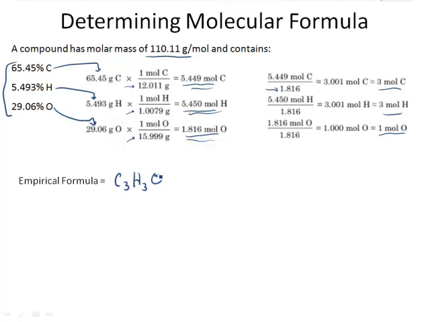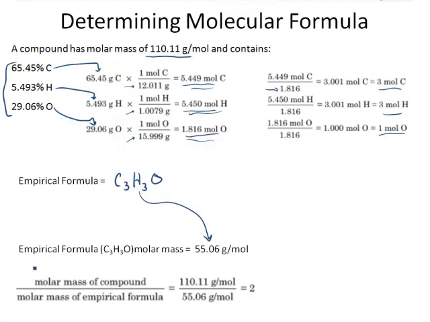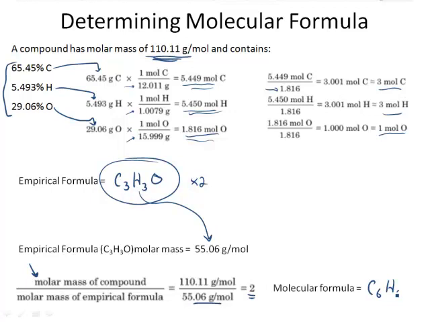Now let's figure out the molecular formula. The empirical formula has a molar mass. Take the molar mass of that, it has a molar mass of 55.06 grams per mole. What you do is you compare the molar mass of the compound, 110.11, that's from the experiment, to the empirical formula molar mass, and that gives you a 2. That means there are 2 of these units in the molecular formula. So the molecular formula is equal to C6H6O2. You double everything. If this number had been a 5, you would have taken all of these things and multiplied by 5.